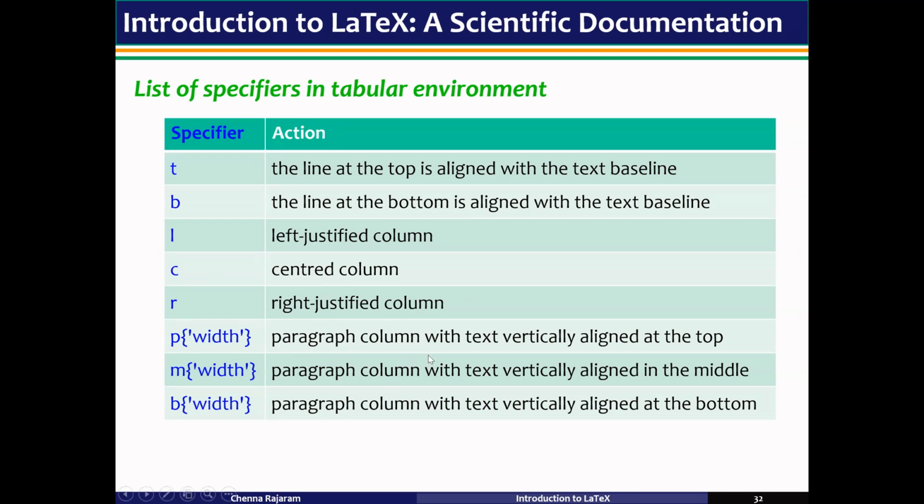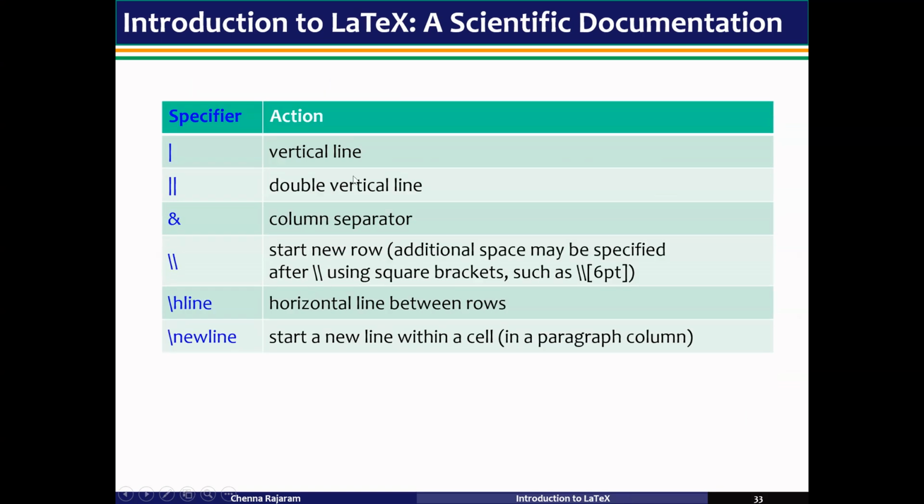That is the paragraph column with the text vertically aligned at the top. M, it is at the middle. B, it refers to the bottom. Now these are the various specifiers: vertical line, double vertical line, column separators.